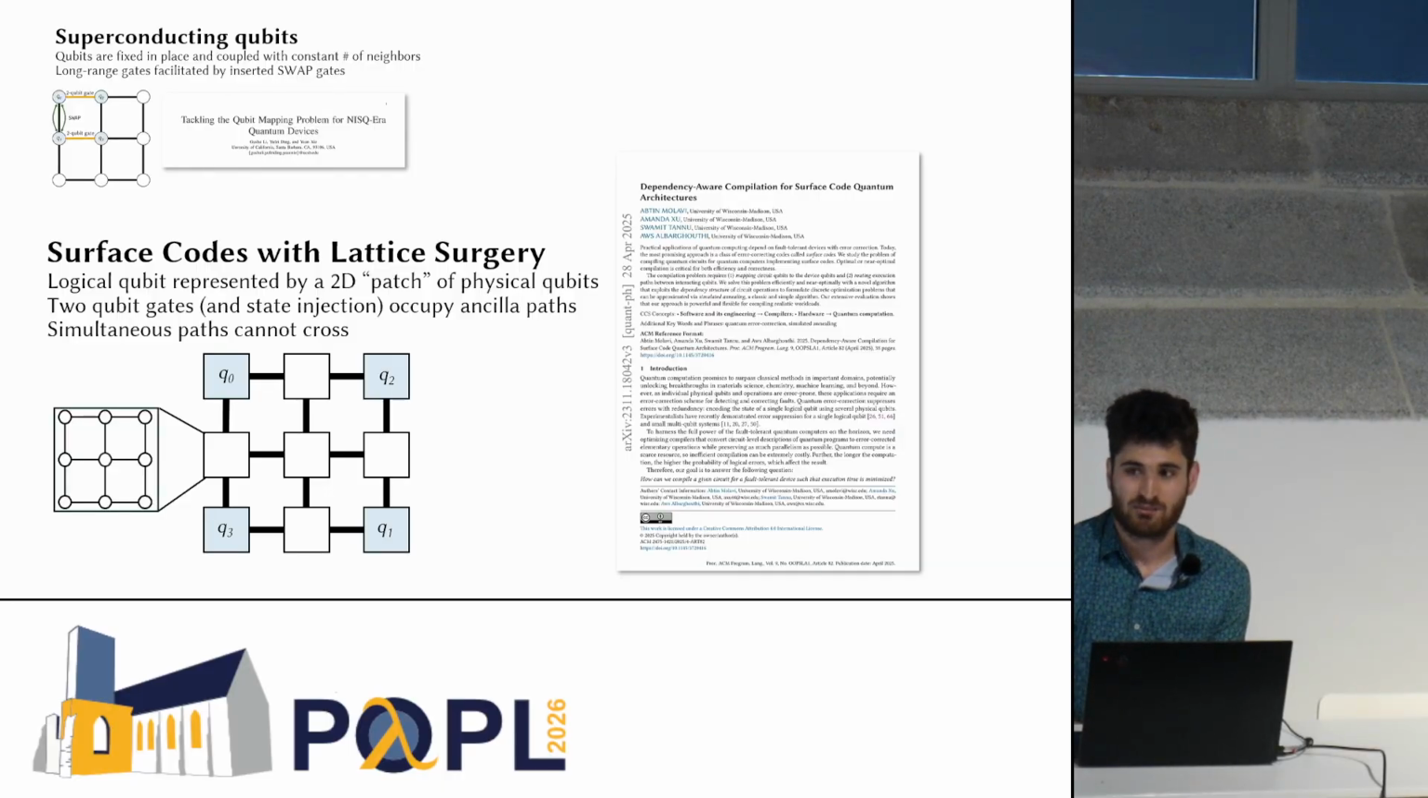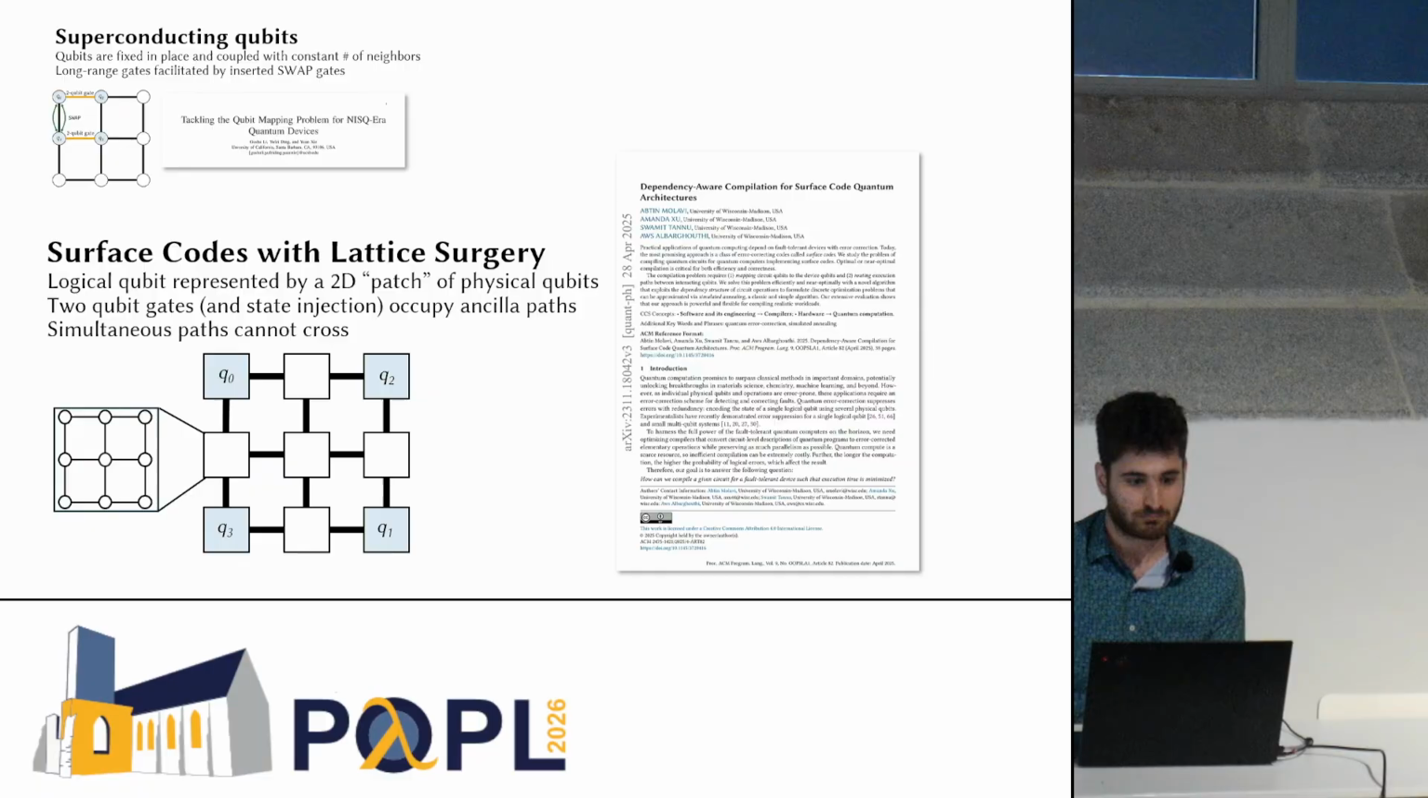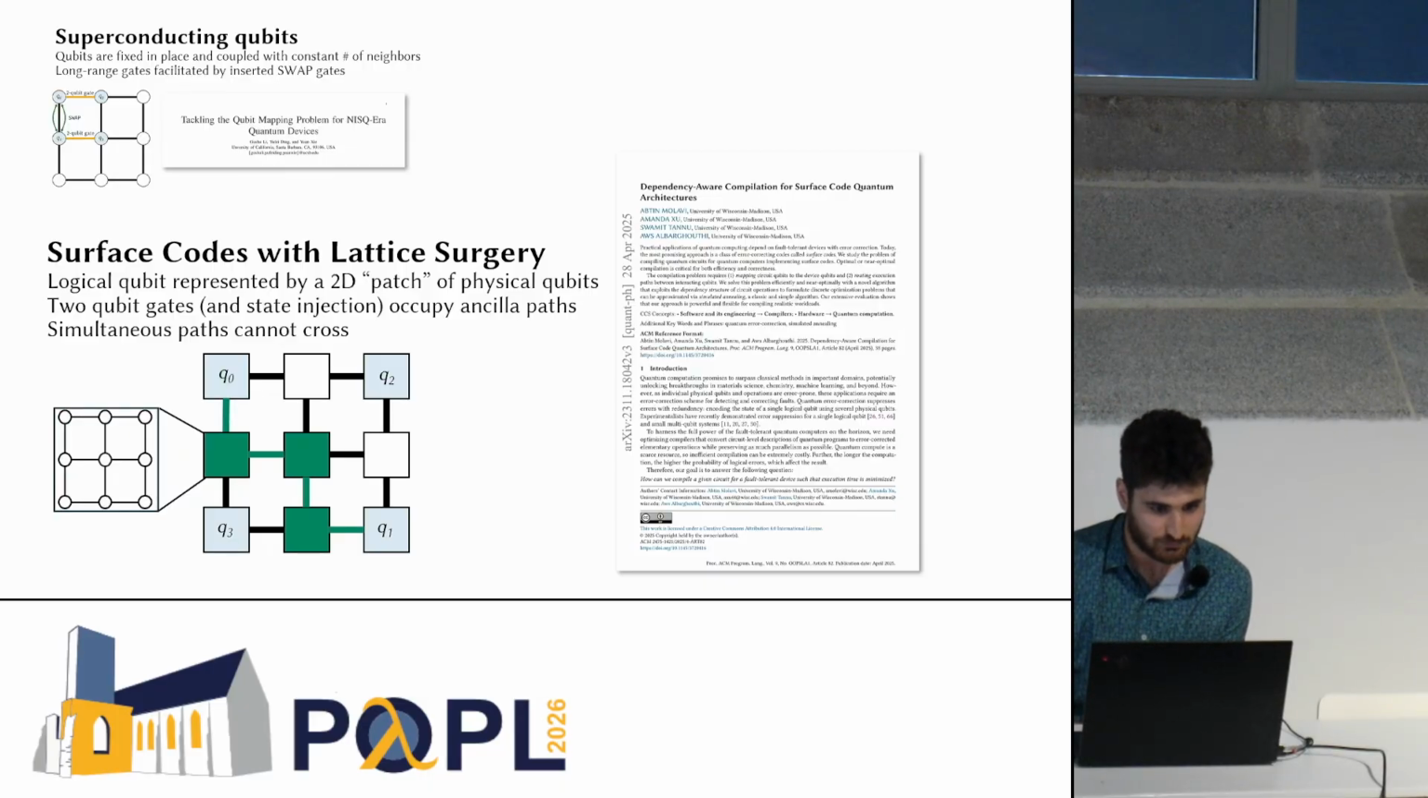So once we are implementing an error-correcting code, now we are using several physical qubits in order to encode one logical qubit. So now each of our logical qubits of our circuit is represented by a 2D patch that consists of many physical qubits. And here, in order to execute gates, we are able to do them in a long-range fashion by constructing a path between the 2 qubits that the gate acts on. But the constraint is that simultaneous paths cannot cross.